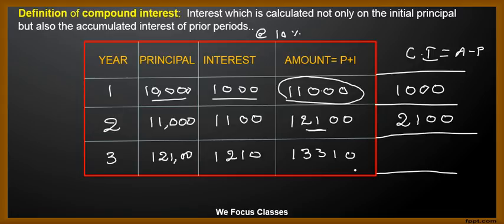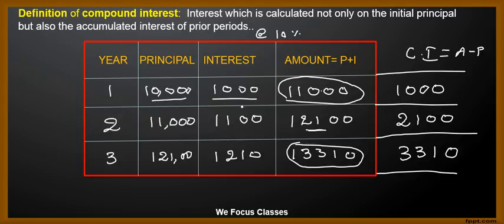Now what is the amount after 3 years? After 3 years, the amount is 13,310. From 13,310, we have to deduct 10,000. So if you deduct 10,000 from 13,310, the interest will be 3,310. What is happening here?